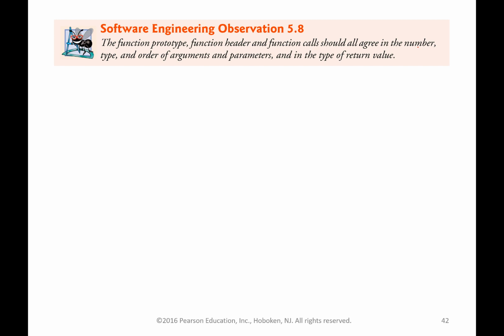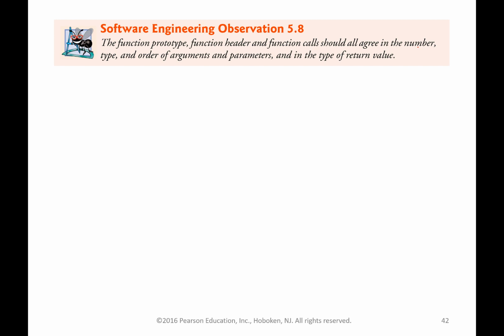So the function prototype, function header, and function call should all agree in number, type, and order of arguments and parameters, and in the type. So everything's got to agree with everything. I make it simple because I just copy and paste the function header up to the prototype. I call them both headers, but I just do a copy and paste. So I know that those two agree.